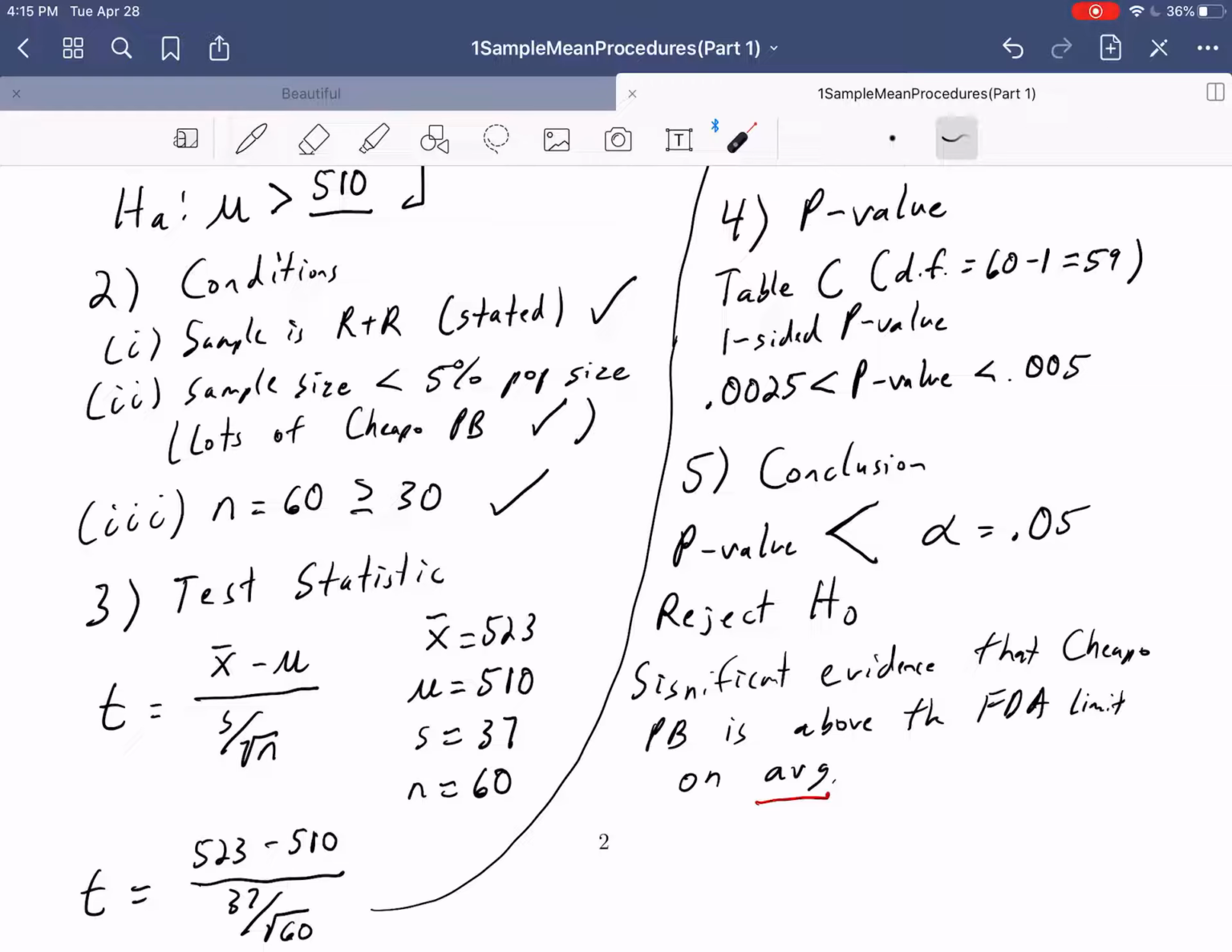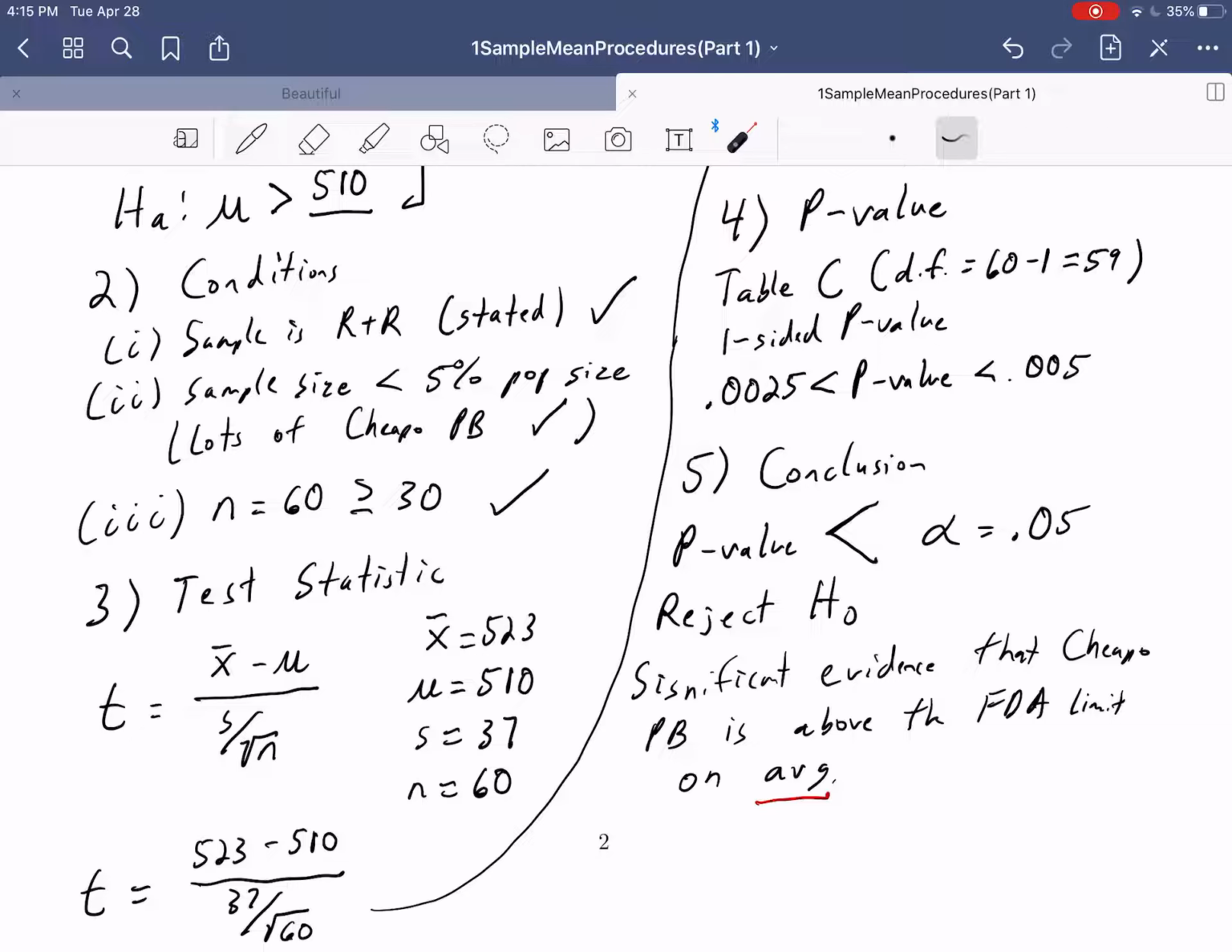And it is super essential that you make use of that phrase on average in your conclusion, because this is a hypothesis test about averages. So we are not claiming that every jar of cheapo peanut butter is above the FDA limit. That's not something we're doing at all. We didn't even have the individual amounts in each jar. But instead, what we're saying is we are convinced that they are operating on average above the limit. Some of their jars might pass, some might not, but we're saying on average, they're above the limit.